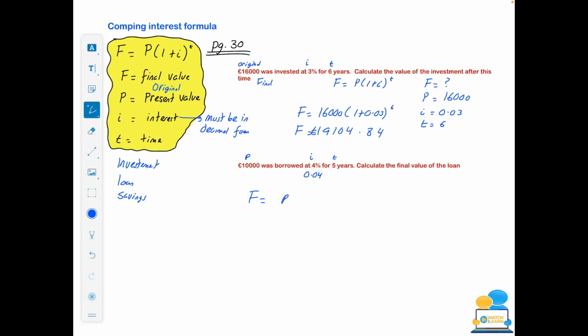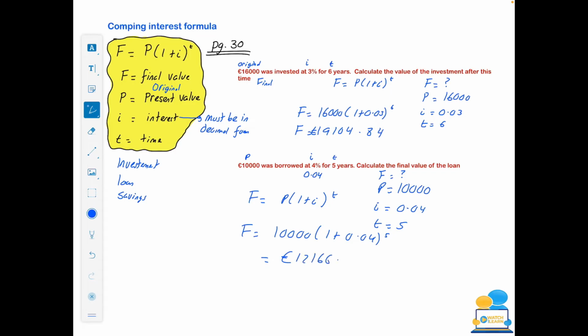Calculate the final value. So again, write down your formula. Okay, then we've P is equal to 10,000. F is what we're looking for, so that'll be my question mark. I is equal to 0.04. T is equal to 5. Calculate the final value. So again, we'll just plug this straight in. Power of 5. Pop that into your calculator. Okay, I get out at the end the final value.